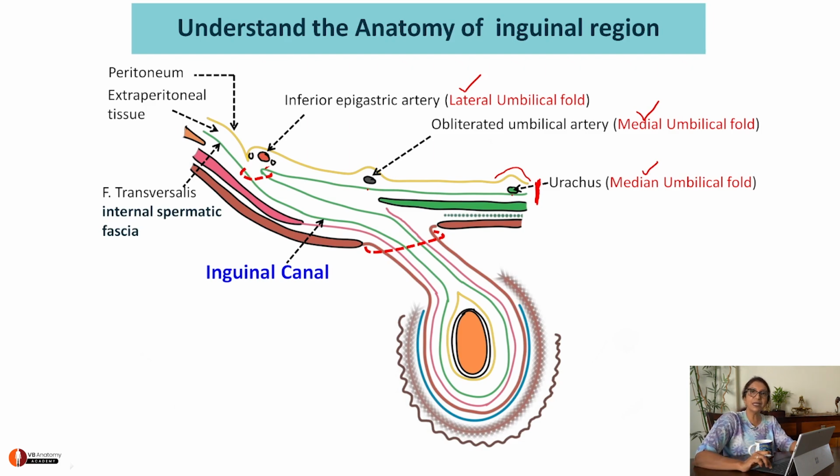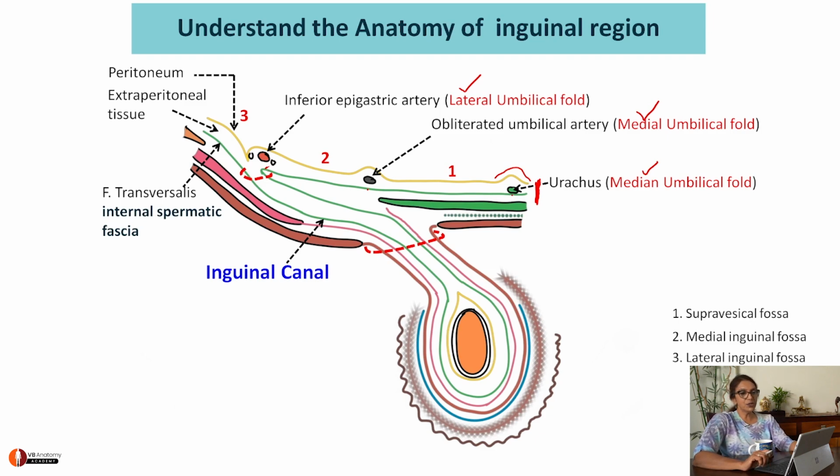And between folds are fossae. 1, 2, 3. 1 is supravesical fossa. 2 and 3 are medial and lateral inguinal fossae. Remember, supravesical fossa is also called as inguinal triangle. Okay. So this is something you have to remember. Maybe you can take some screenshots of this because MCQs are asked based on this.